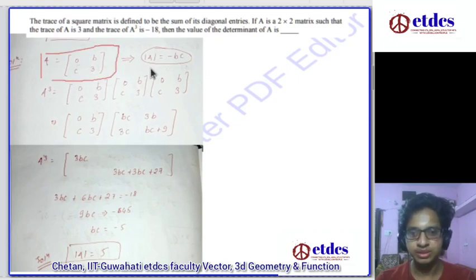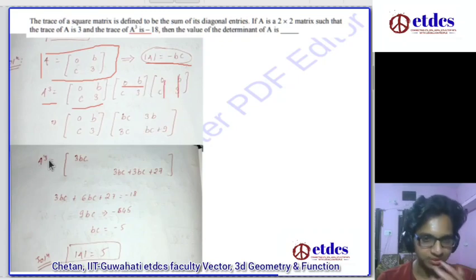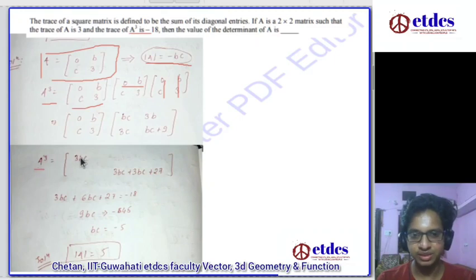From this, the determinant of A comes out as minus bc, so we have to find minus bc. Then, finding A cube, I just multiply it. Here we get first row first column bc, first row second column 3b. Here comes the twist: we can save time in finding A cube. We have been given the trace, so we just find the primary diagonal elements and keep the rest.